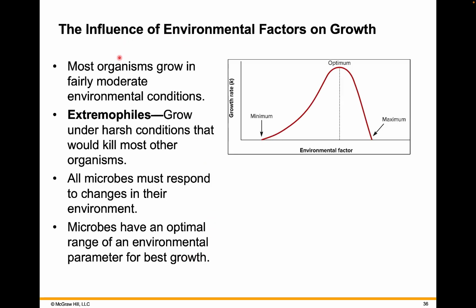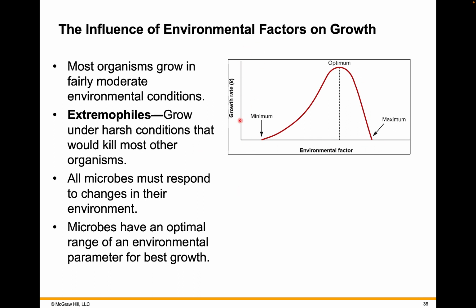Most organisms grow in fairly moderate environmental conditions, and the extremophiles, on the other hand, essentially grow in harsh conditions that would kill most others. Most organisms have a minimum growth environmental factor, a maximal environmental factor, and an optimum. These minimum, optimum, and maximum values are known as the cardinal values for their growth, which could be temperature as well.